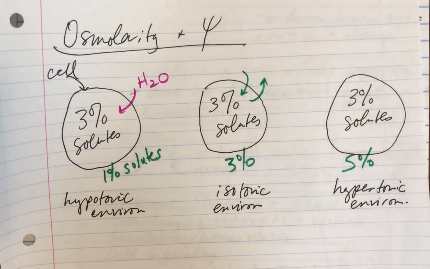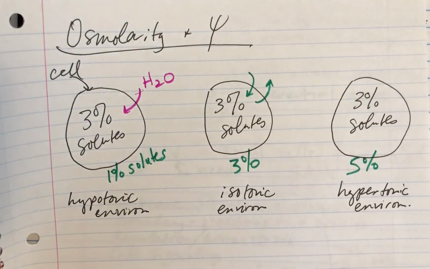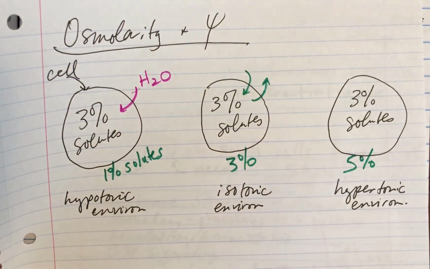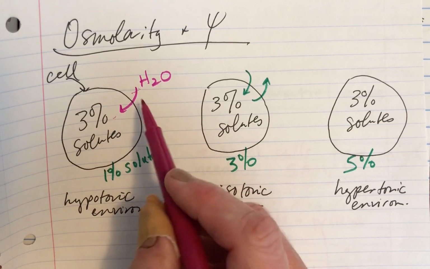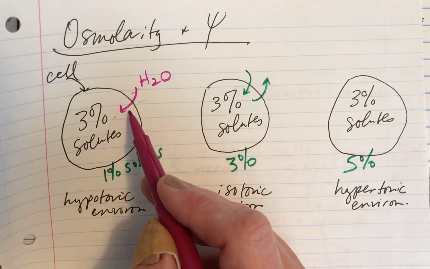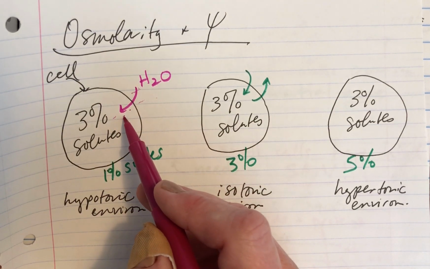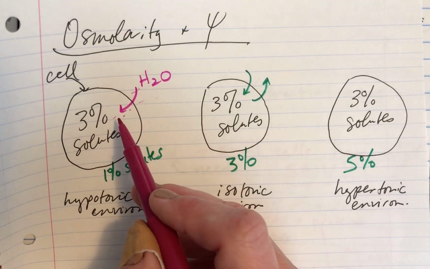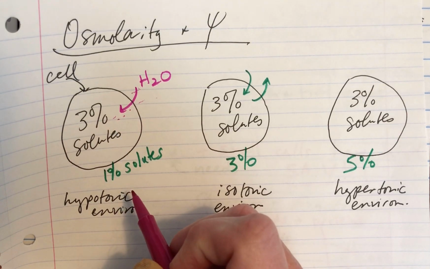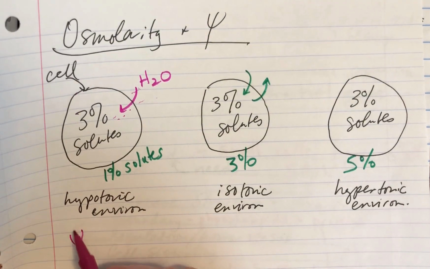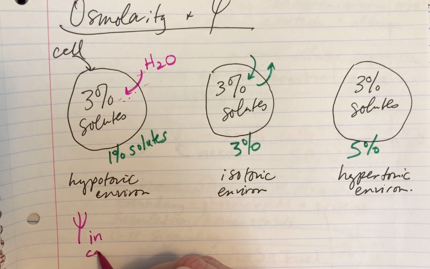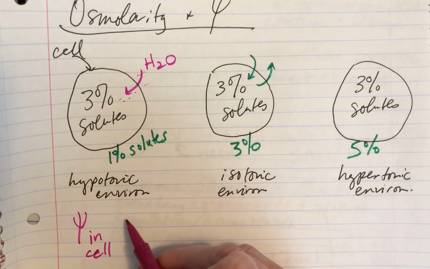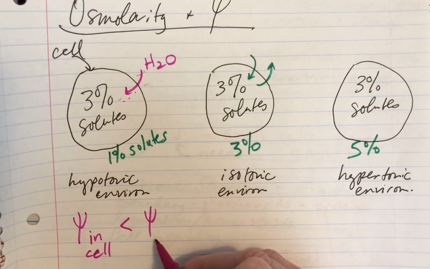Why? Well, you can say this like a freshman, or you can say this like an AP scholar, and I think I know which one you are. Water goes in because water always moves towards an area of lower water potential, meaning the water potential of the cell is less than the water potential of the environment.